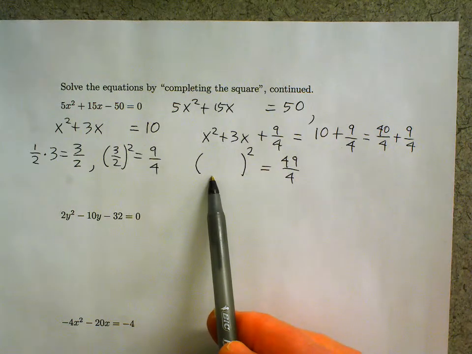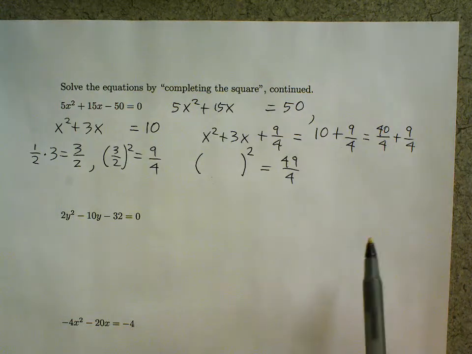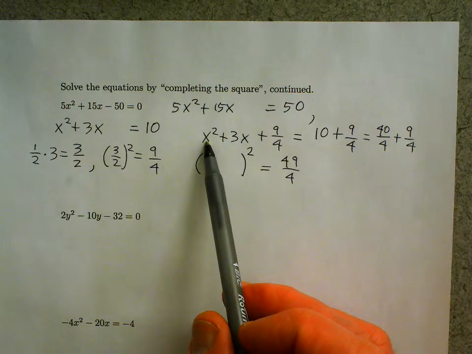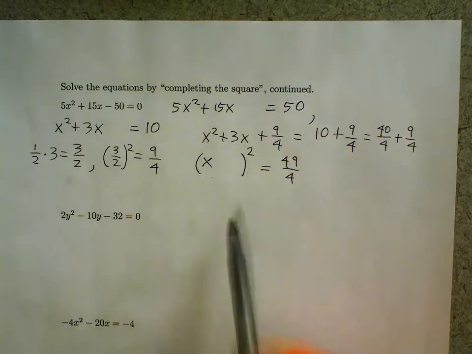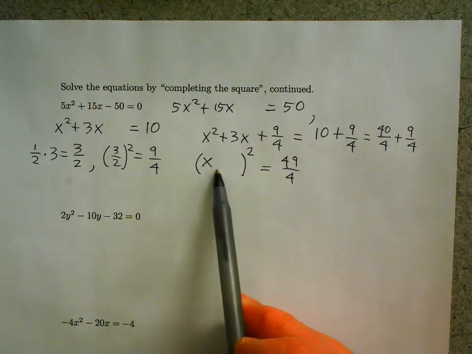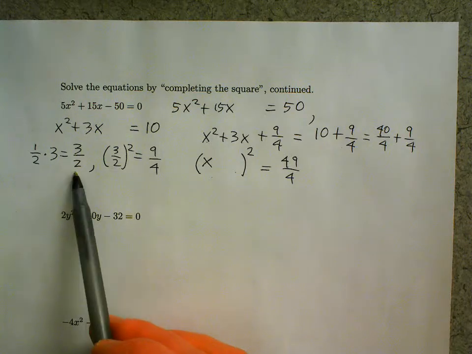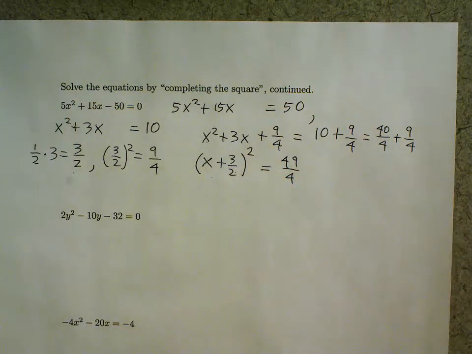And what binomial squared equals the perfect square trinomial, x squared plus 3x plus 9/4? Since the trinomial has x squared, the binomial has x. And the number that follows x in the binomial is the same number that we got when we took 1/2 of 3. That number is positive 3/2, so we write x plus 3/2 quantity squared equals 49/4.